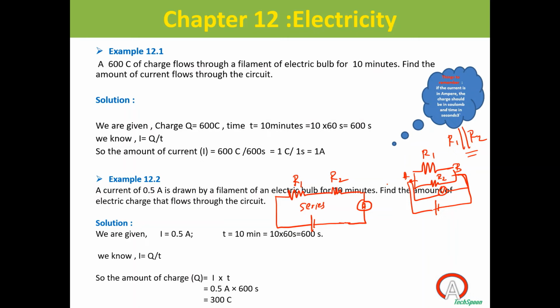What was the first question? What is the charge of electron, proton, and neutron? Okay, write down the answer quickly. Answer for the first question.